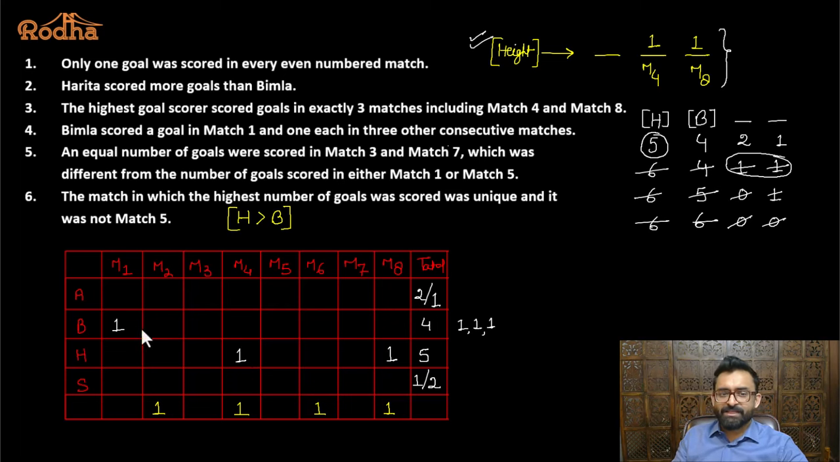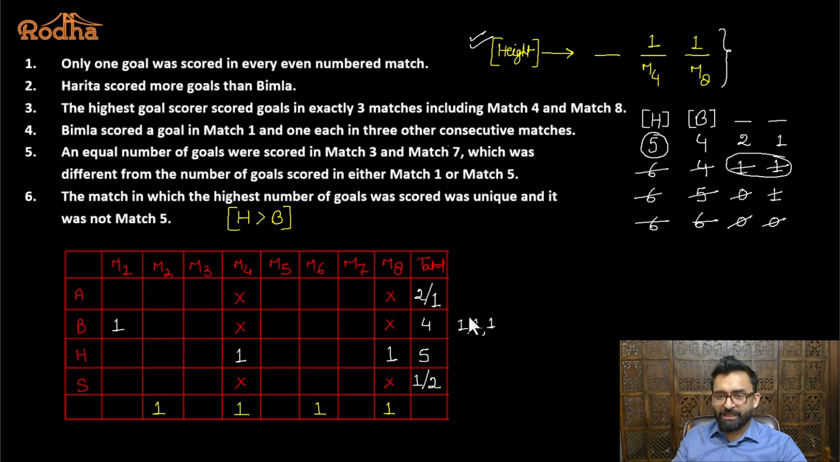Fine. And this can clearly conclude that here it's going to be a cross, because nobody must have scored any other goals. One goal is supposed to be scored in match 8, and that's the goal scored by Harita. Similarly, match 4 is going to have one goal, and that goal is scored by Harita only. So nobody else will score any more goals. Understood this point?